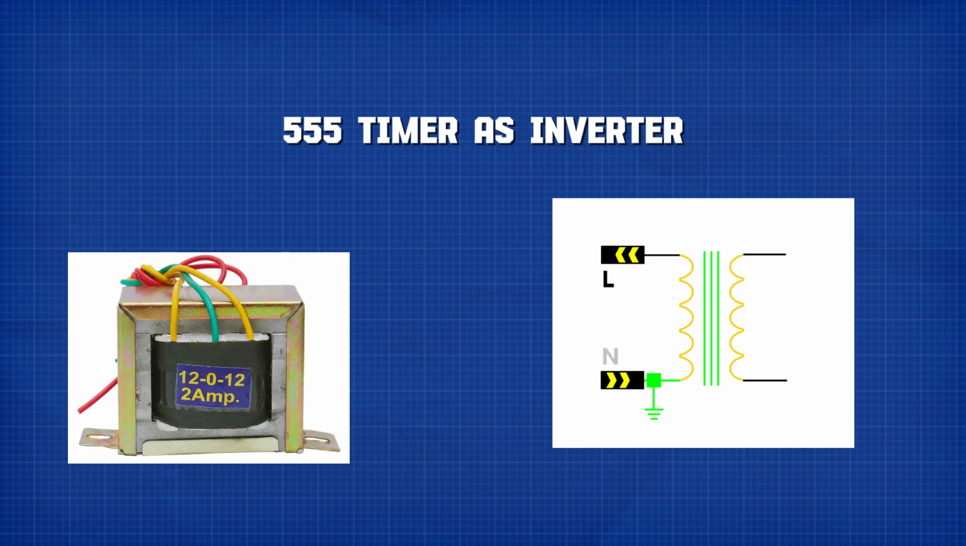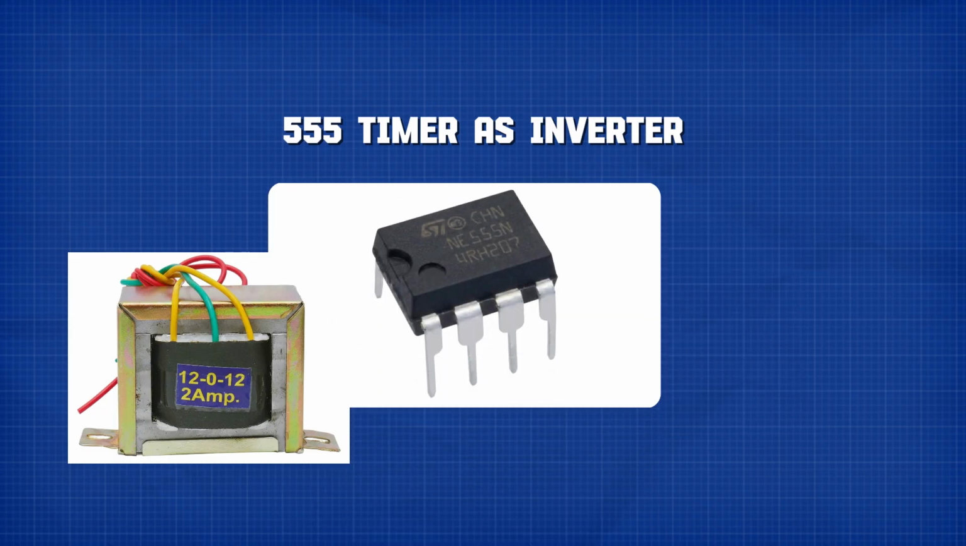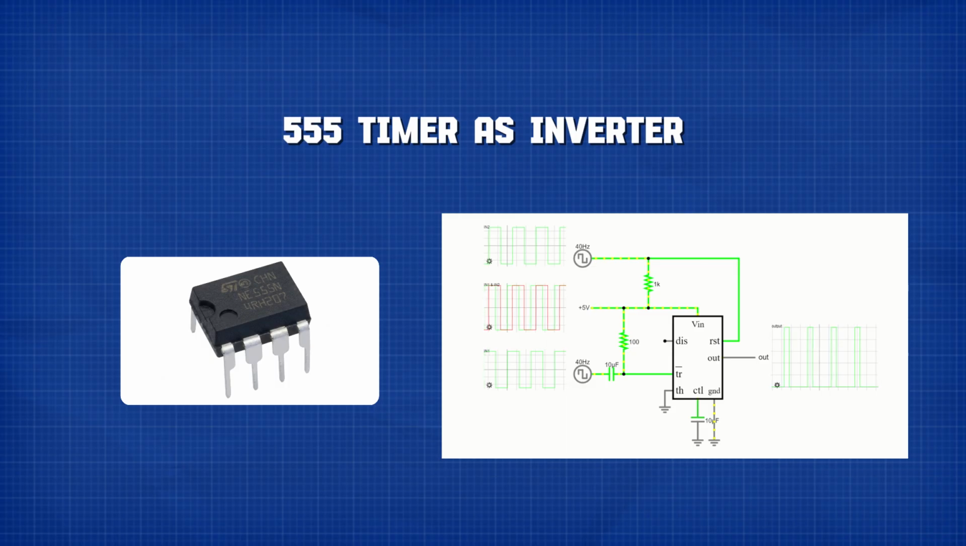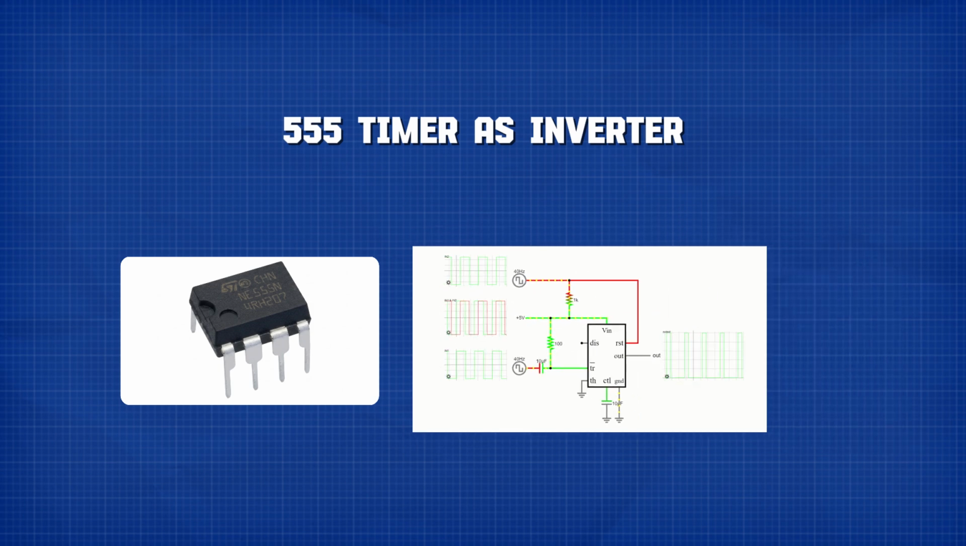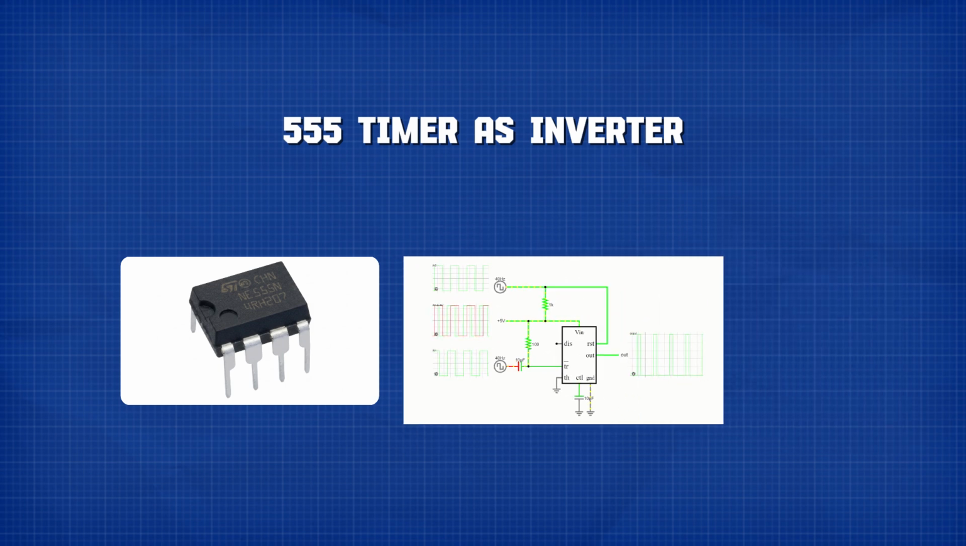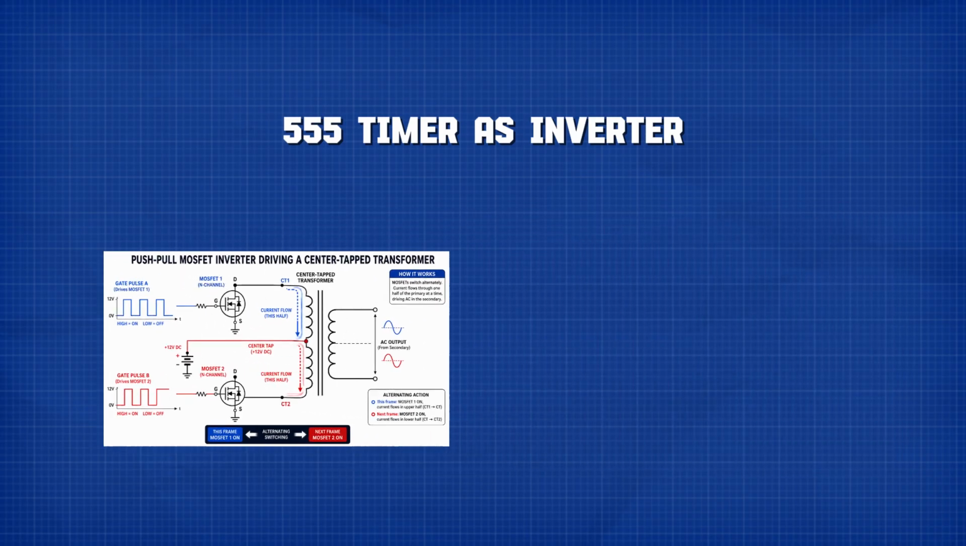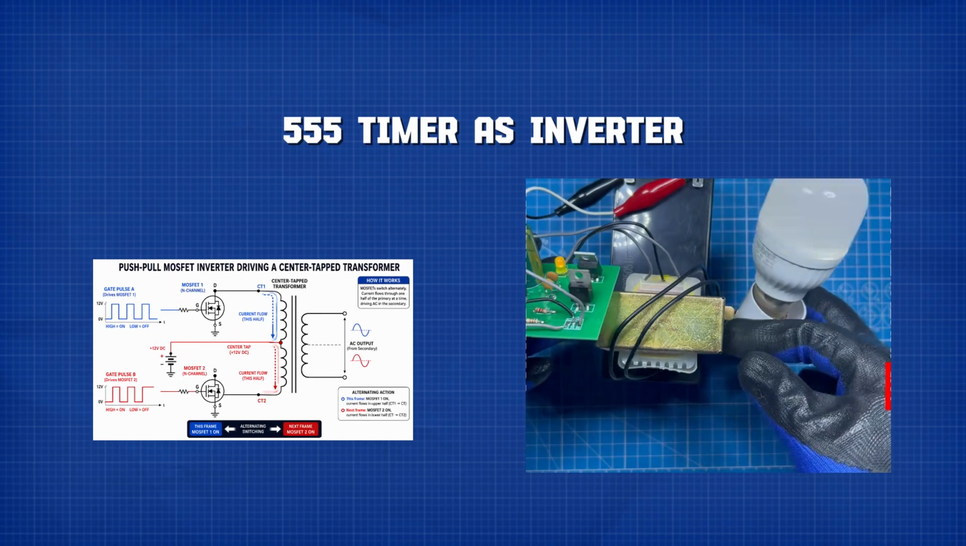The 555 timer is connected in Astable mode, so it creates continuous pulses, but the 555 timer alone cannot power the transformer directly. The output signal from the 555 timer is small, so we send that signal to power switching components, like MOSFETs. So the MOSFETs act like fast electronic switches. They take the timing signal from the 555 timer and use it to switch current through the transformer winding. Once the transformer receives this changing current, it can step the voltage up. That is how a small 12-volt battery can be used to light a small AC bulb through an inverter circuit.